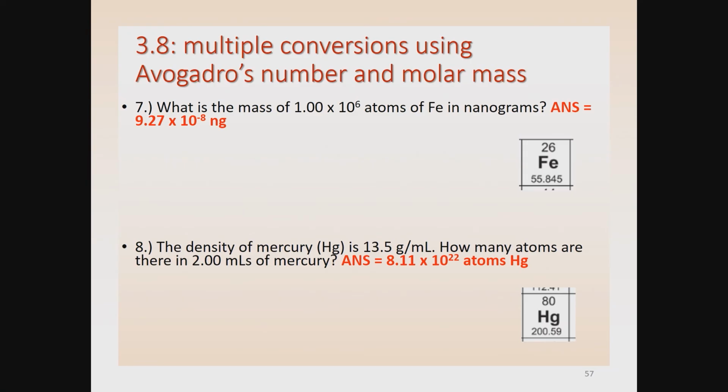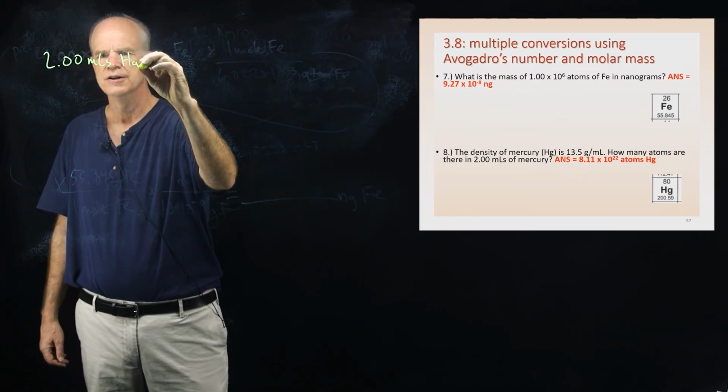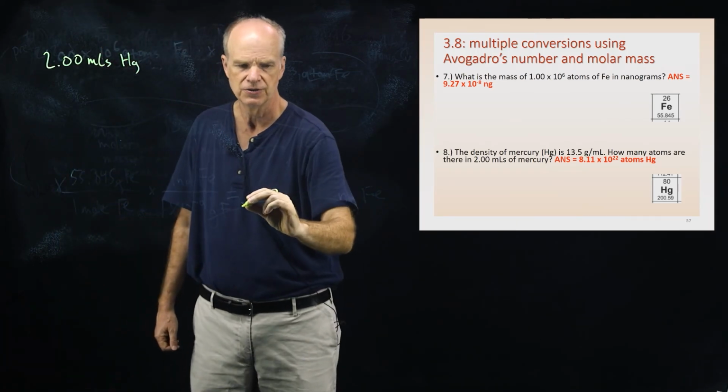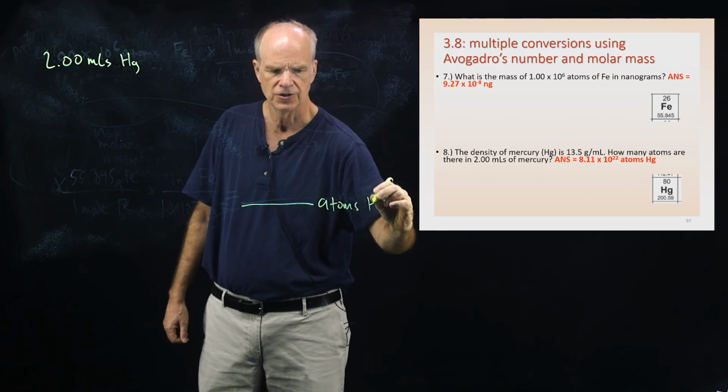So the density of mercury is 13.5 grams per mil. How many atoms are there in 2 mils of mercury? Okay, that's a good problem. So let's say you have 2.00 mils of mercury. And what we're trying to do is we're going to try to get this into atoms of mercury. So down here, we're going to be at atoms of mercury.